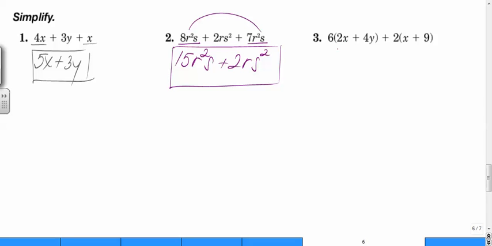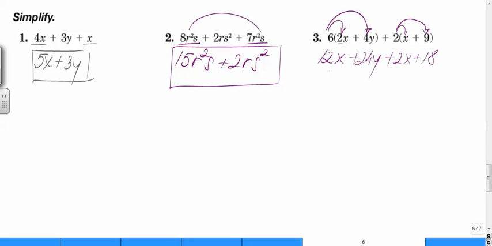Next one, the third one: 6 times (2x plus 4y) plus 2(x plus 9). In the next chapter we're going to talk about the distributive property, which tells you to multiply the number that's outside by everything inside the parentheses. You multiply 6 by the coefficient of each one of these terms. 6 times 2 will be 12 what? X's, right? Plus 6 times 4, 24y. Plus, same story here, 2 times x, 2x, plus 2 times 9, 18.